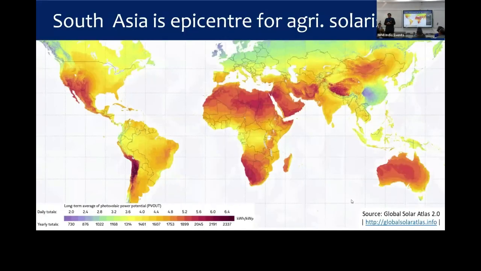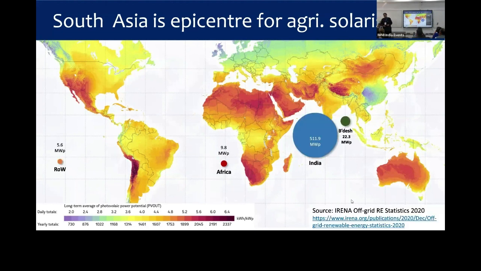I'll not spend too much time on this, but in almost all the developing parts of the world, there's no dearth of sunlight. There's abundant sunlight available in almost the entire global south. But for several reasons, South Asia is the epicenter of solar irrigation. I think in the morning we heard one reason is that this is also the epicenter of irrigation. No other region in the world uses as much pumped energy for irrigation as this part of the world.